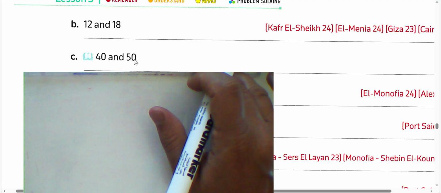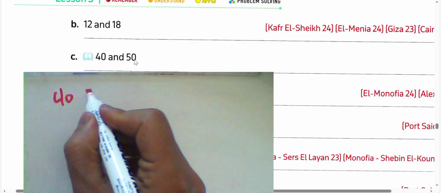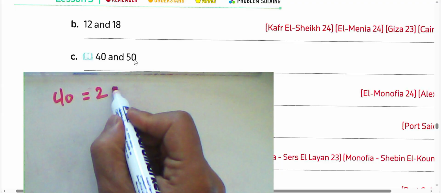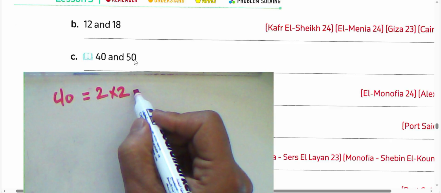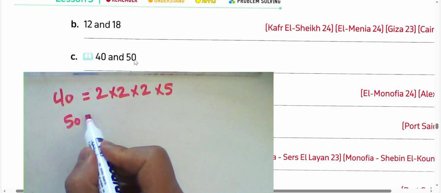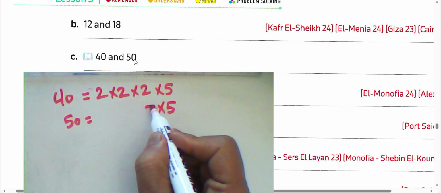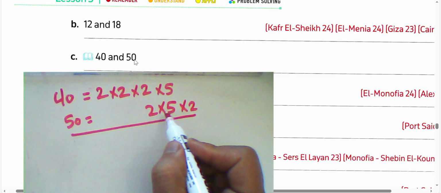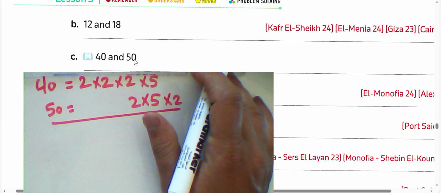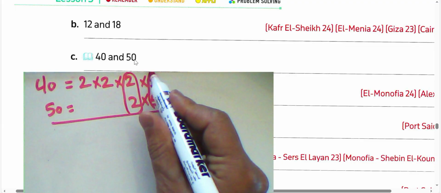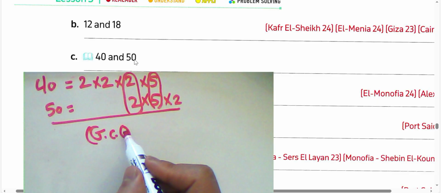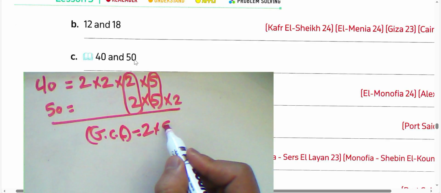40 and 50. 40 and 50 can be divided by 10. The highest common factor between them equals 10. Because 40 is 8 times 5, with 8 being 4 times 2 and 4 being 2 times 2. And 50 equals 5 times 2 times 5. Then you can circle the repeating common factors to write the common factor between them. This common factor, 2 times 5, is 10.